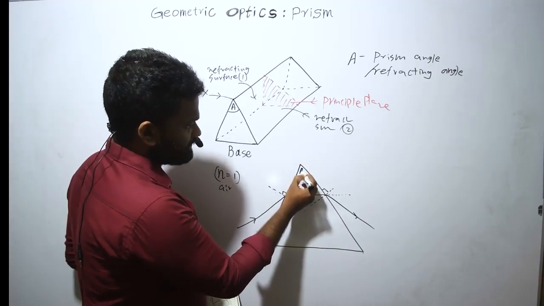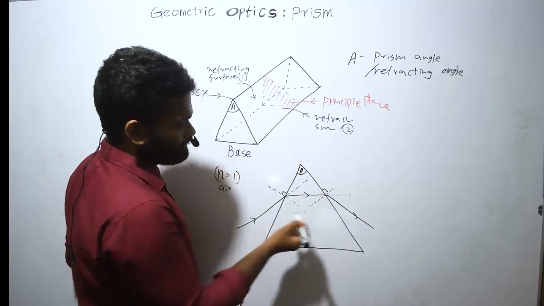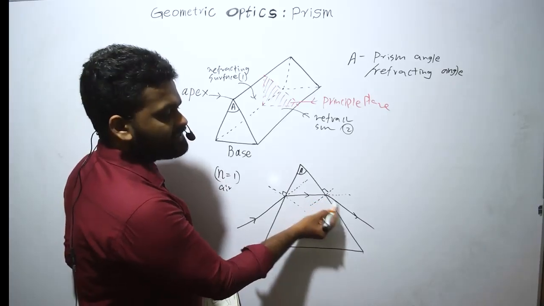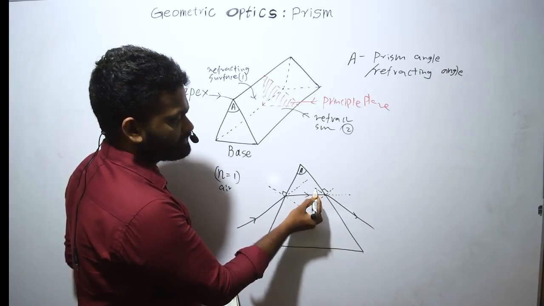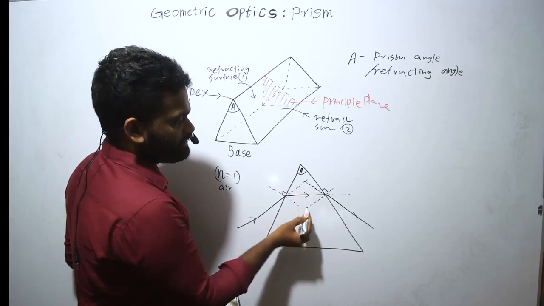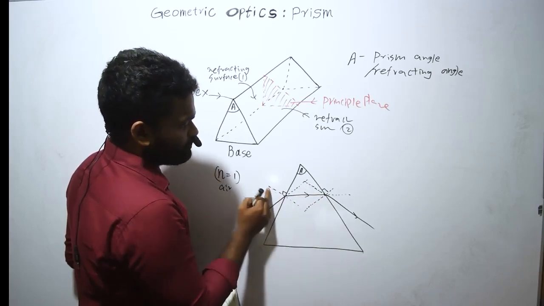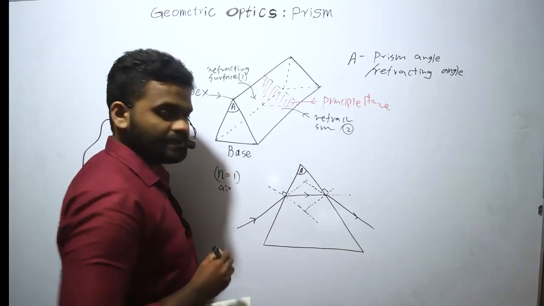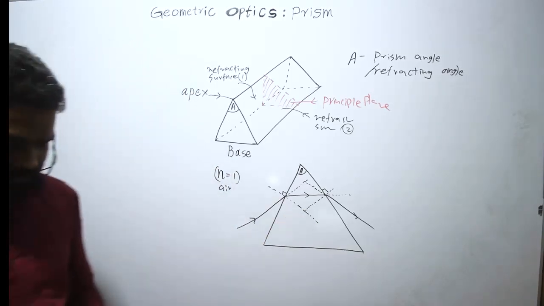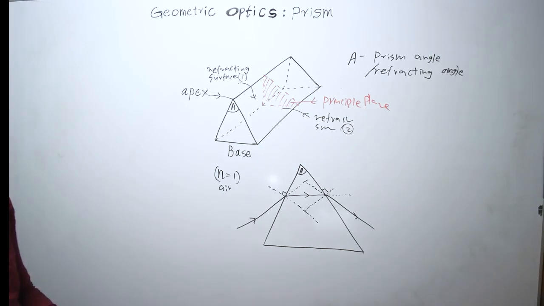Then here we have the prism angle A. You can extend these rays. I'll extend this backwards, like this. And this one also. These are the two normals, right? I'm going to extend those as well. Okay.